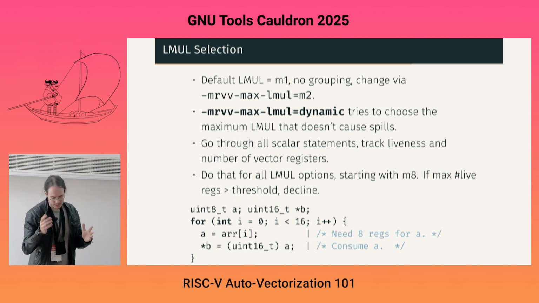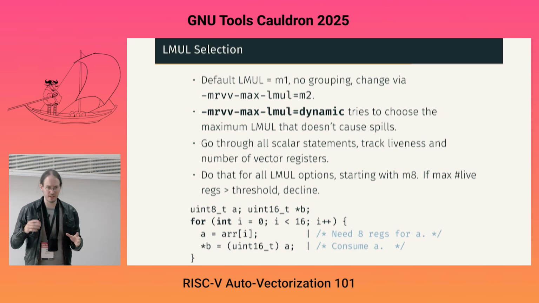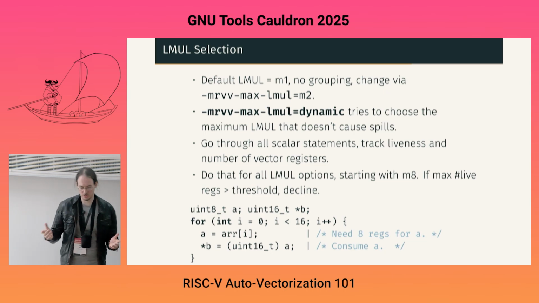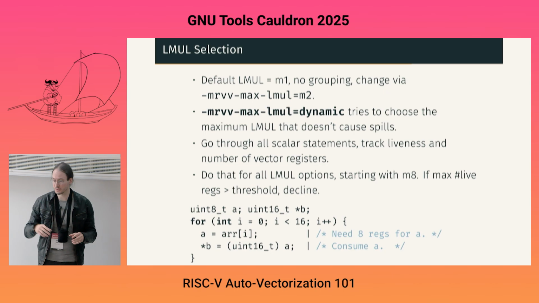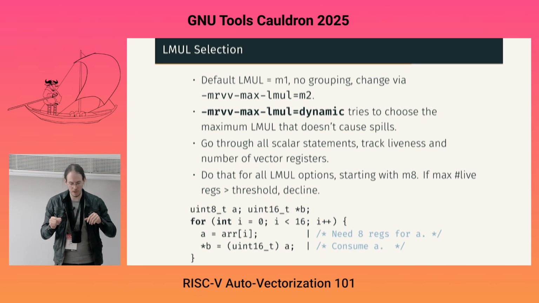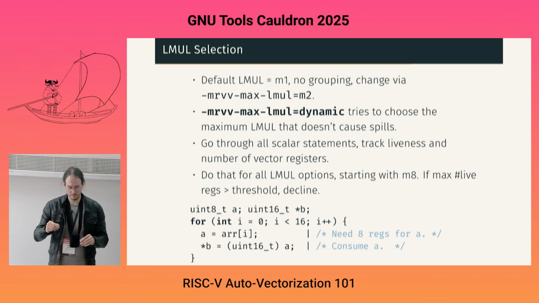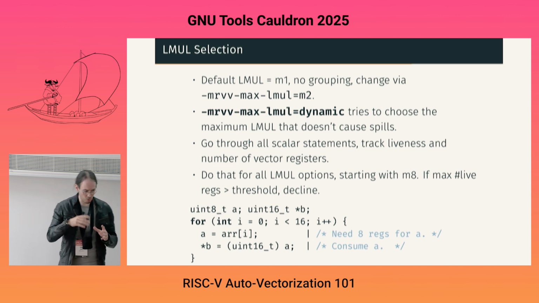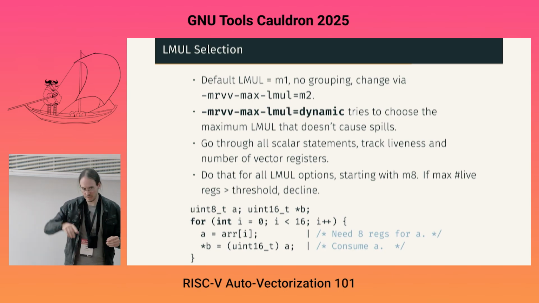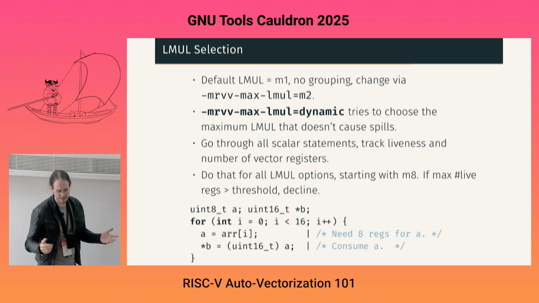Default is M1, as I said before, no grouping. We can change this by the max LMUL parameter, but we also have a dynamic parameter, meaning we try to choose the LMUL as high as possible as long as there are no spills. So how we do that is we go through all scalar statements, try to track the liveness of them somehow, and the number of vector registers that are currently live at this, let's call it program point. And as soon as we notice there are more live than we have, we consider it a necessary spill, and decline this LMUL choice, go one lower. So that's how it works, basically, on a high level.